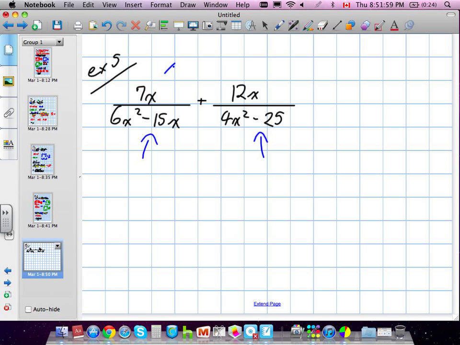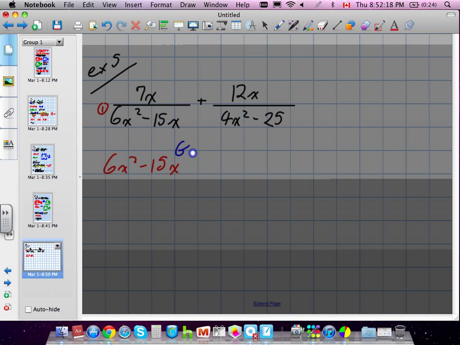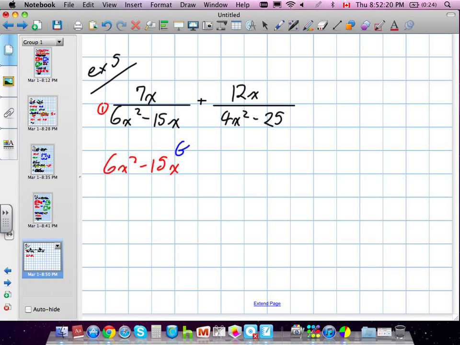Okay, so we have x squared minus 15x. How can I factor that? It's not difference of squares, right? No, definitely not a difference of squares. So greatest common factor, which is what? 3. Just 3? Oh, x. Yeah, 3x. So what does that give us? 3x times 2x minus 5. Good. All right.